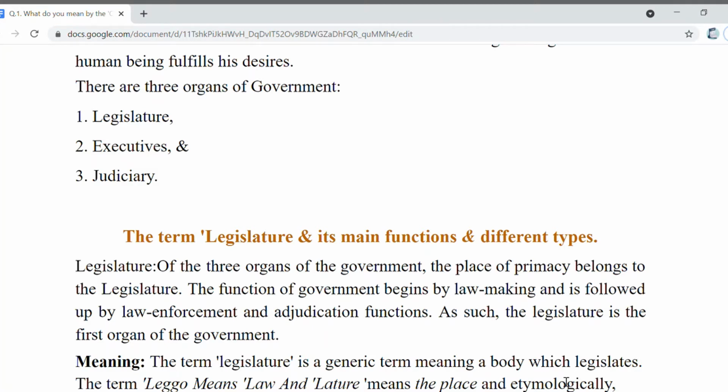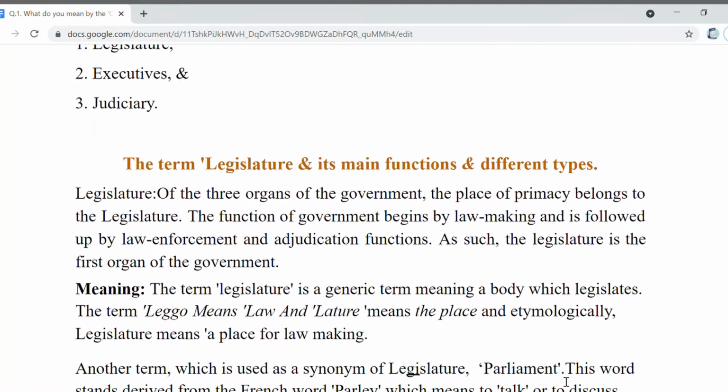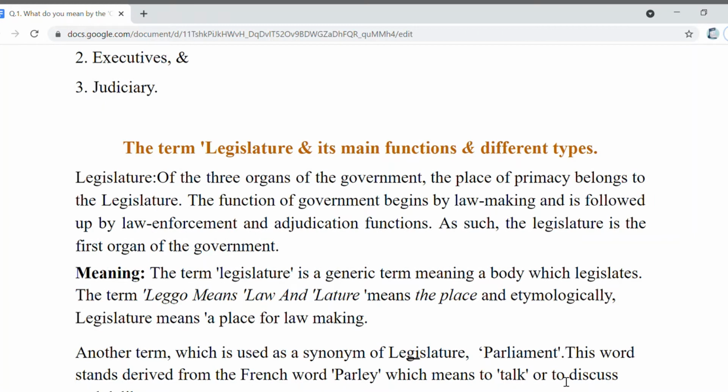The primacy belongs to the legislature. जो function है that begins by law making and is followed up by law enforcement and adjudication functions. So जो legislature है वो first organ of the government है. It means a body which legislates. The term lego means law and lature means the place, and etymologically legislature means a place for law making. तो legislature का मतलब है एक ऐसी place जहां law को बनाया जाता है, एक draft making होता है.